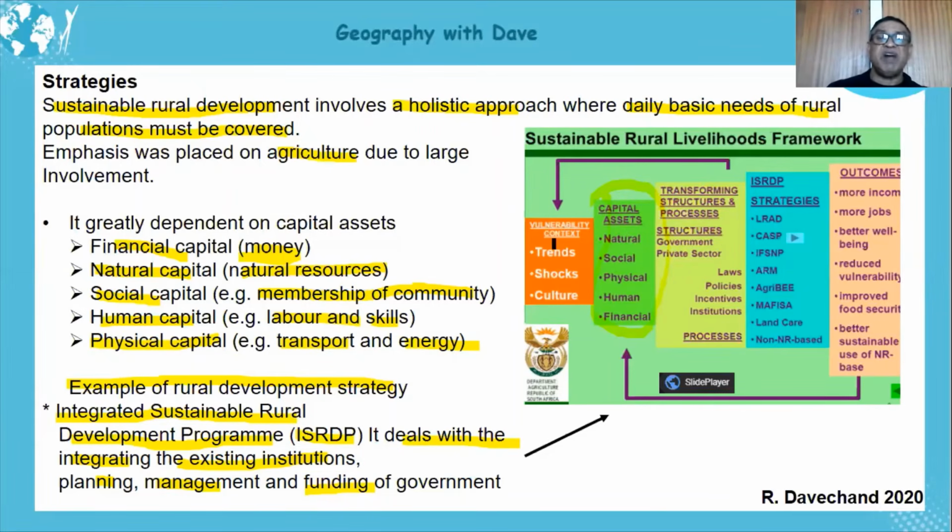Then they look at the vulnerability in this case. You understand? Trends, shock, culture. Okay. And then they look at transforming structures in the process. Government is involved, private sector, how they could be involved in terms of funding and improving the capital assets, which will reduce this, isn't it? If you improve this, more people will be employed.